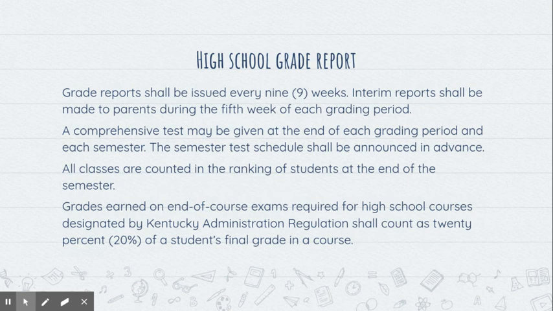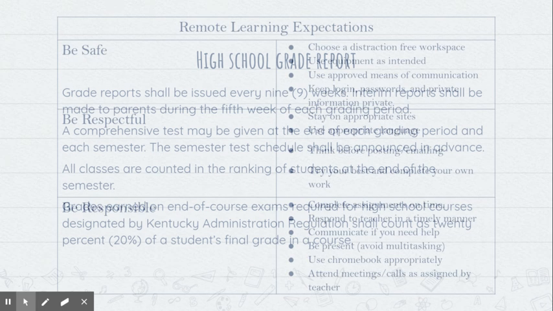Your high school grade report. Grade reports shall be issued every 9 weeks. Interim reports shall be made to parents during the 5th week of each grading period. A comprehensive test may be given at the end of each grading period in each semester. The semester test schedule shall be announced in advance. All classes are counted in the ranking of students at the end of the semester.